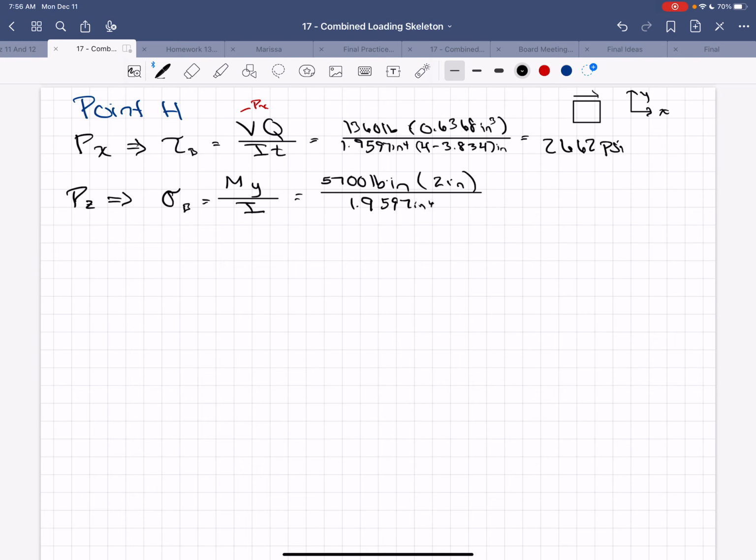1.9597 inches to the fourth. And we get a bending normal stress of 58.17 psi. And we've talked about how that will be in compression.